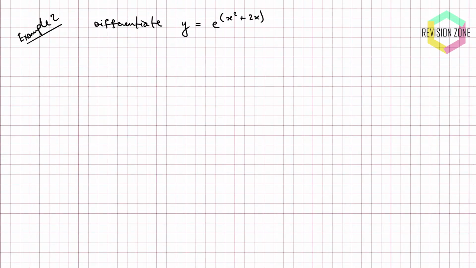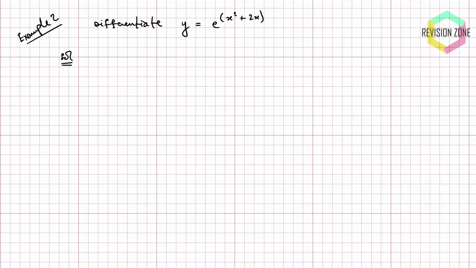So example 2, we have the function y equals e to the power (x squared plus 2x). So already we see that the complexity of this function is quite high. We wouldn't be able to differentiate this by other methods that we know quite easily. So we're going to use the chain rule again for this.